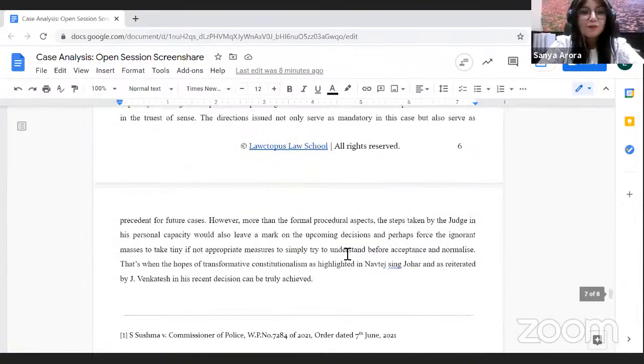Wow, thank you so much for such a detailed explanation, Varshika. It was an eye opener for me as well. So, guys, this is the difference between you simply skimming through an order or a judgment, versus actually going through it page by page.